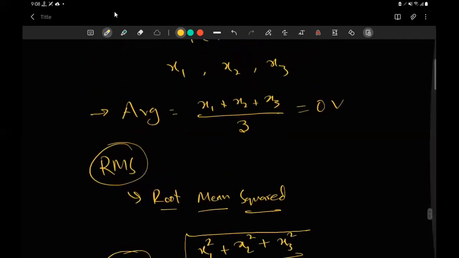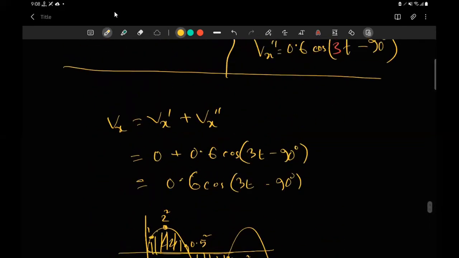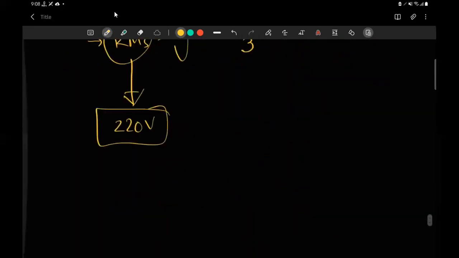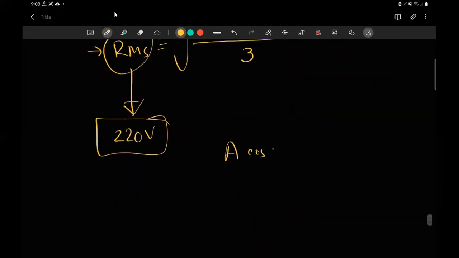So you might be asked to find the RMS value. Finding the RMS value is very easy. If you have an equation something like cos omega t plus theta, whatever the value is, this is the amplitude, right?